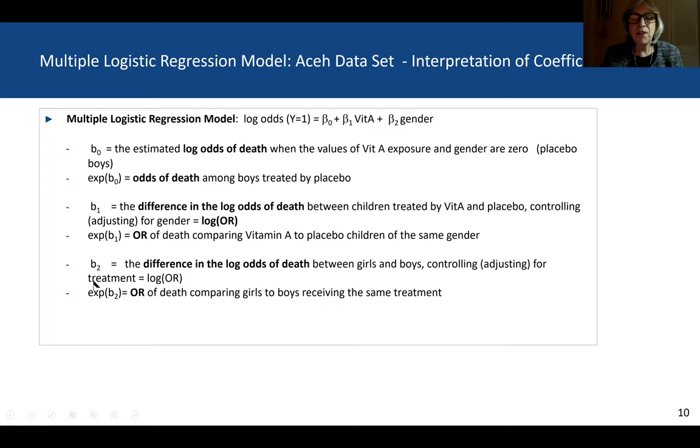So it's the difference in the log odds between those treated by vitamin A and placebo, given that gender is the same. So adjusting for or controlling for gender. And if we exponentiate beta 1, we get the odds ratio of death in vitamin A versus placebo controlling for gender.